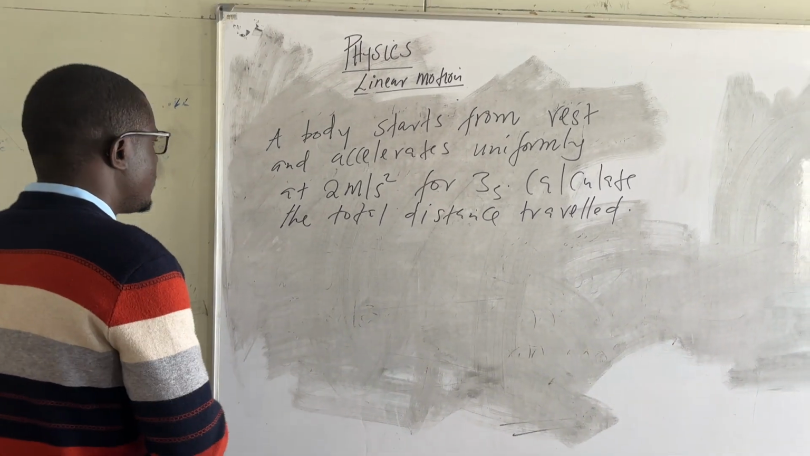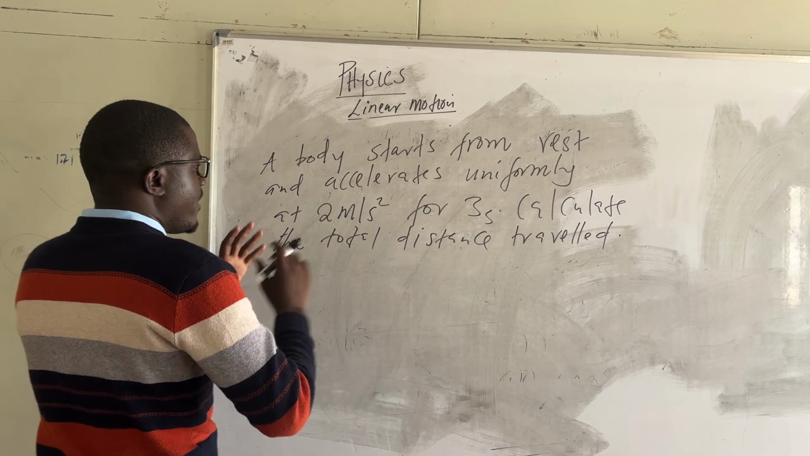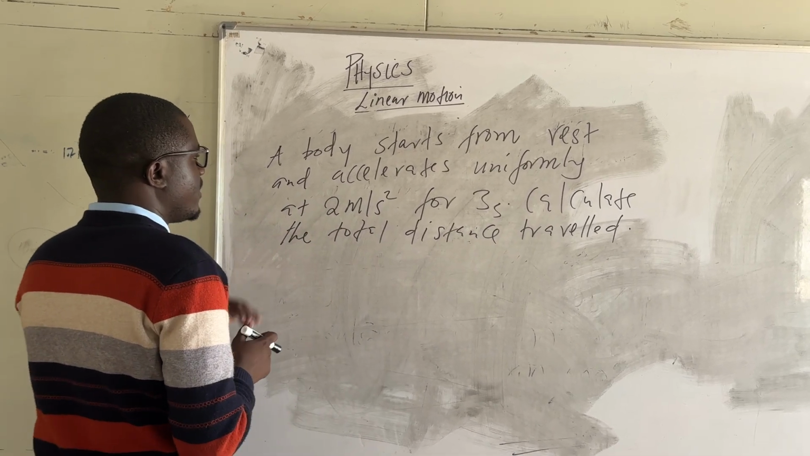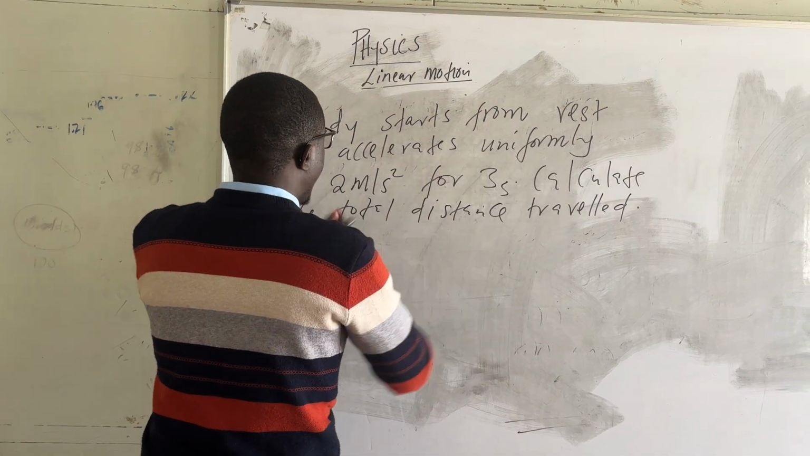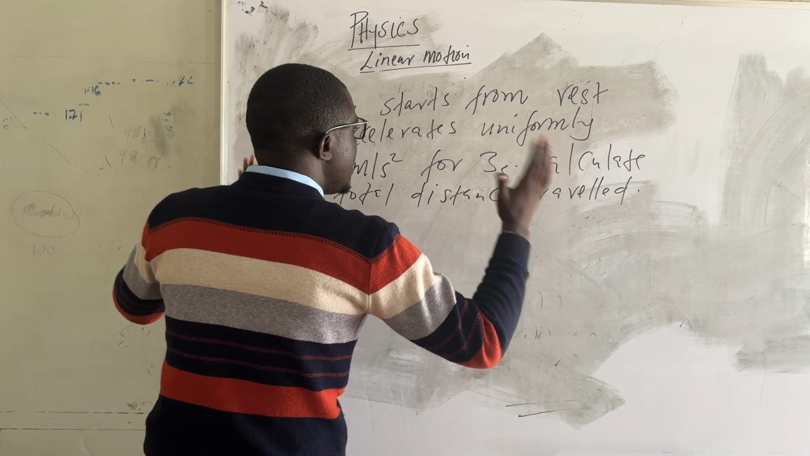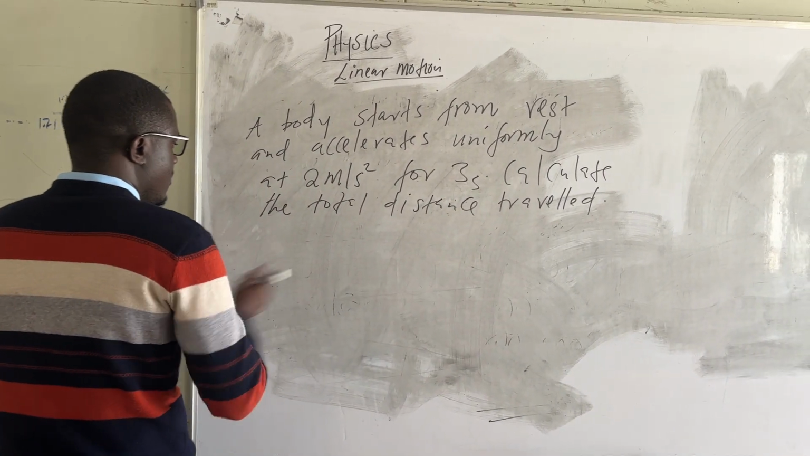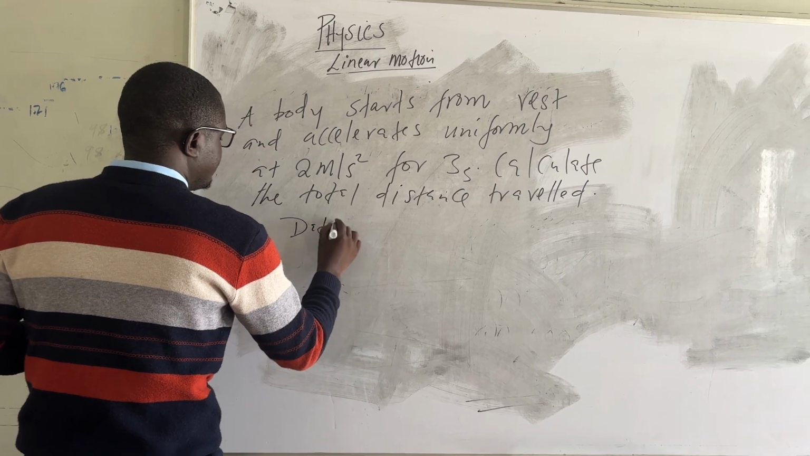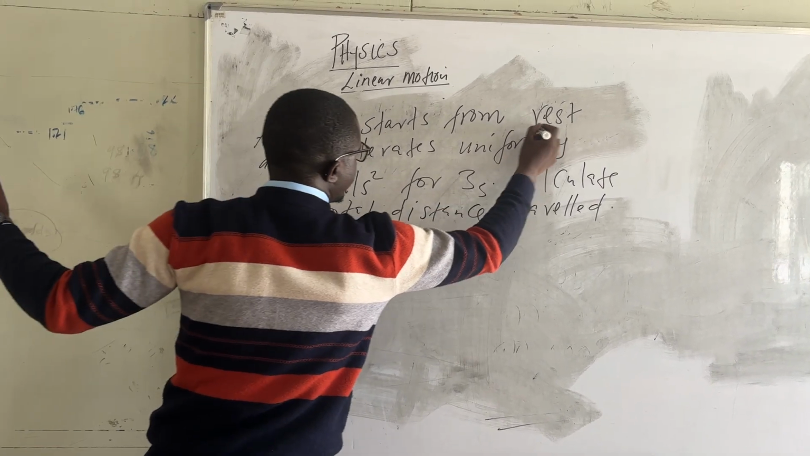Now, as a physics student, you have to identify what you are given as usual. This is what I recommend, boys and girls: identify what you are given. From this question, you'll be able to tell what you are given before you apply any equation or formula in physics. So we say data. Okay, now from here, this object started from rest.